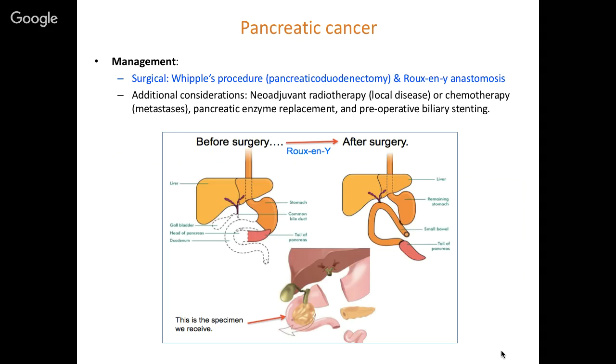But I think it's worth knowing a little bit about the major ones. So Whipple's is a pretty big procedure. With Roux-en-Y anastomosis, you probably wouldn't have to know about it. It's just more for interest.